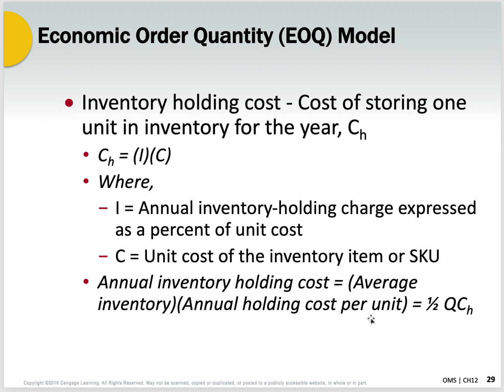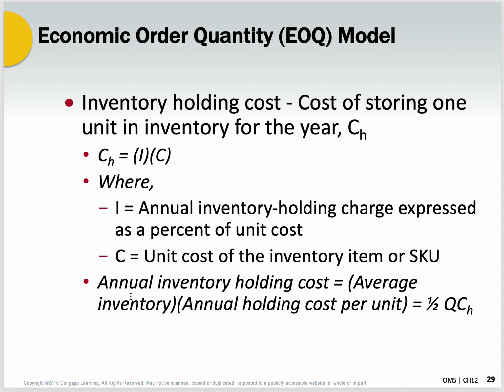The economic order quantity model uses 2 things. Cost of storing the unit in inventory for 1 year, CH. Sometimes they give you the CH. Other times they give you the annual inventory holding charge expressed as a percent of total cost. So now I look at the cost of the item and I apply like a 2% to that, and that becomes my holding cost. So they either give you this holding cost or you calculate it using some percentage, and it's based on what the cost of the inventory item is.